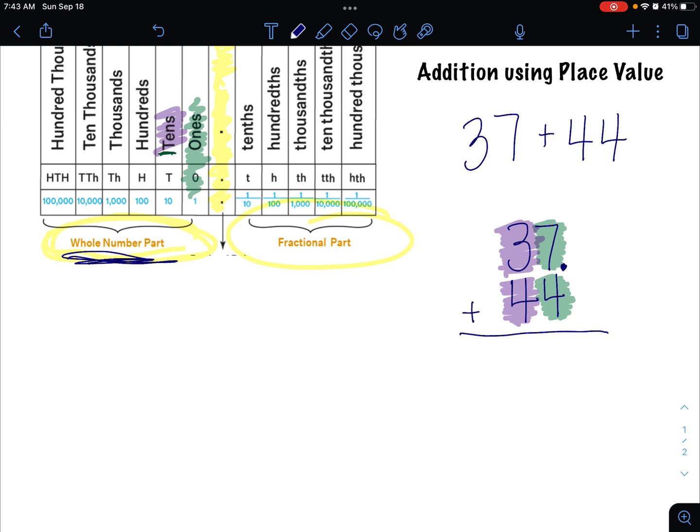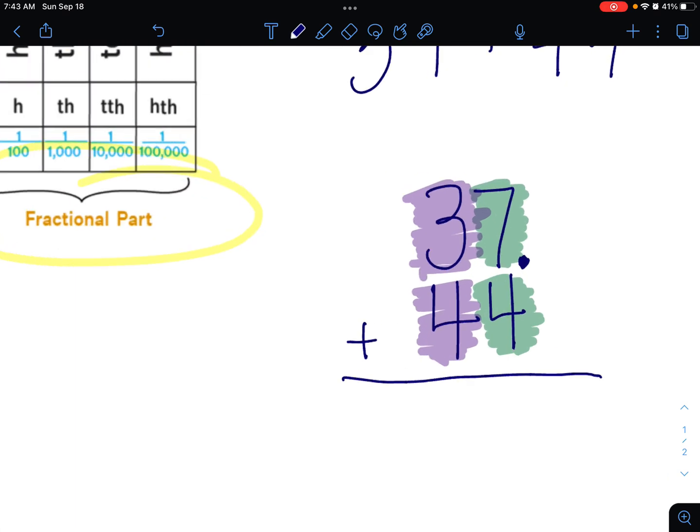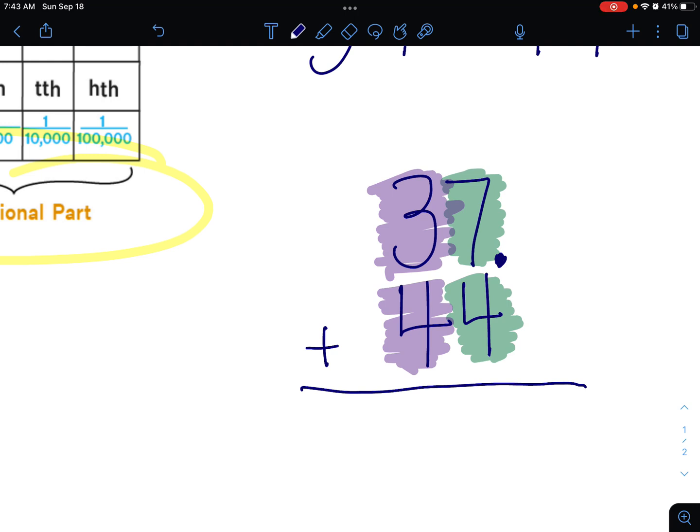People are usually pretty comfortable lining those up and saying, okay, well, 7 plus 4 is 11. But I can't have 11 in the ones spot. So I have to think about that. If I put 11 right below that, I have 3 and 4, which is really 7, so it's not 711. That doesn't make sense. So we have to think about what do we do with that 11.